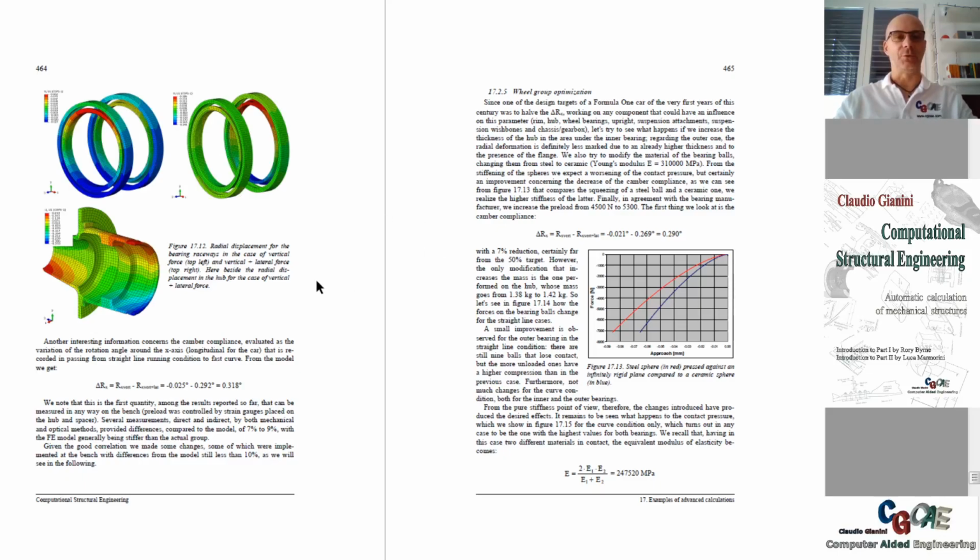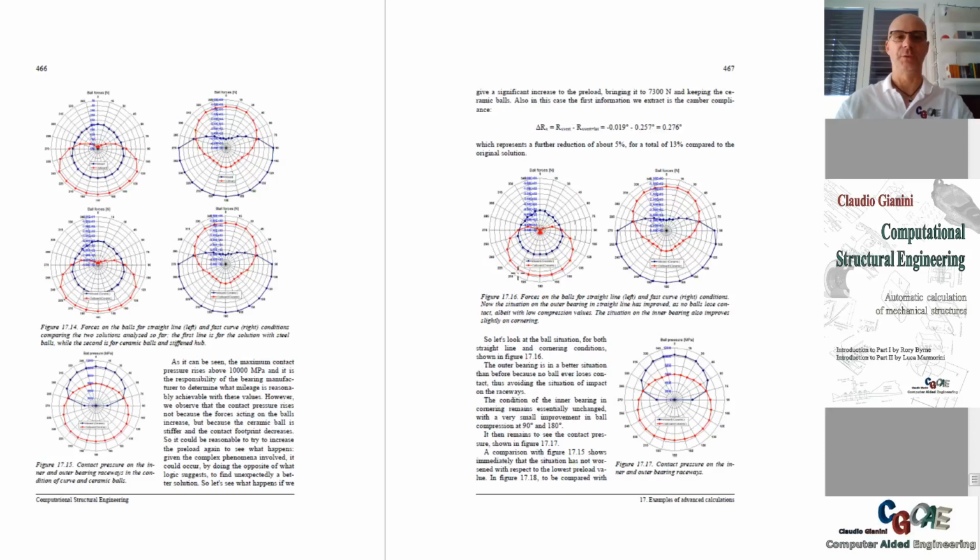Different materials have also been used for the balls, like steel and ceramic. And the result in the end was that it was possible after the optimization to use ceramic balls, whereas up to that point they were not lasting a sufficient mileage. And by reinforcing where it was necessary all the parts involved, then the target of using ceramic balls in races was achieved.